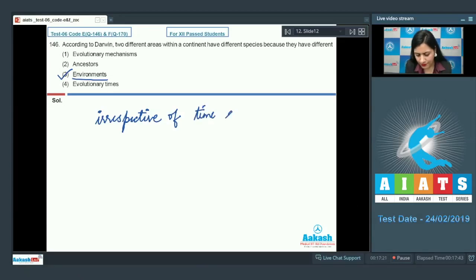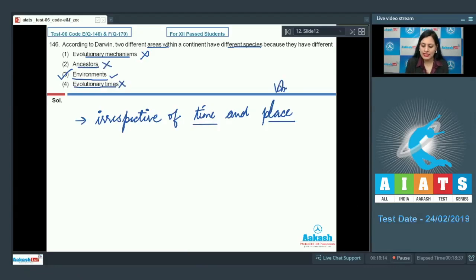time and place. It is these environmental conditions which vary from place to place, and based on this, two different areas within a continent have different species because they have different environments. Evolutionary mechanisms, they remain same, so this is an incorrect option. Ancestors and evolutionary times are the incorrect options. So the correct answer to this question is option number 3. Let's discuss our next question.